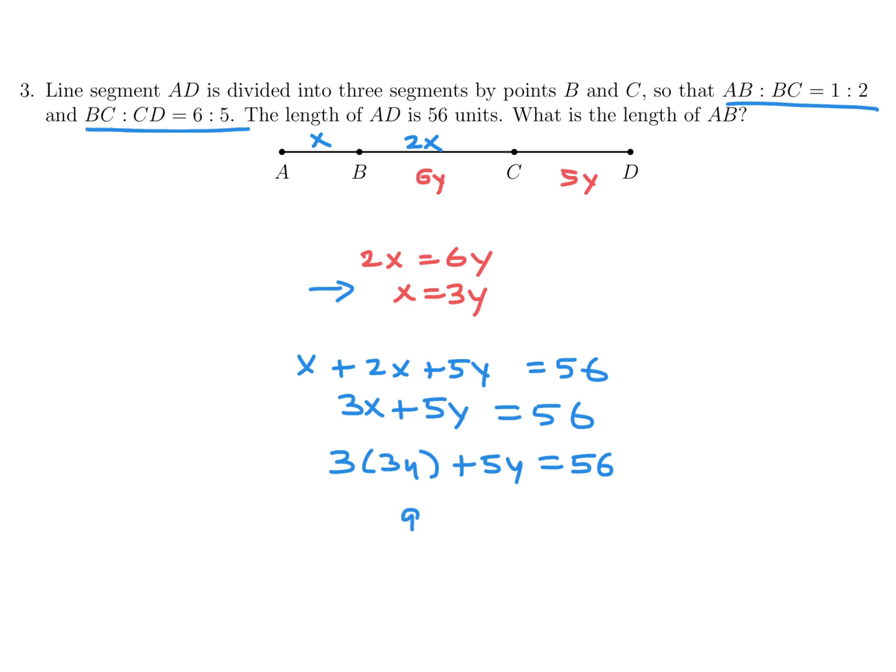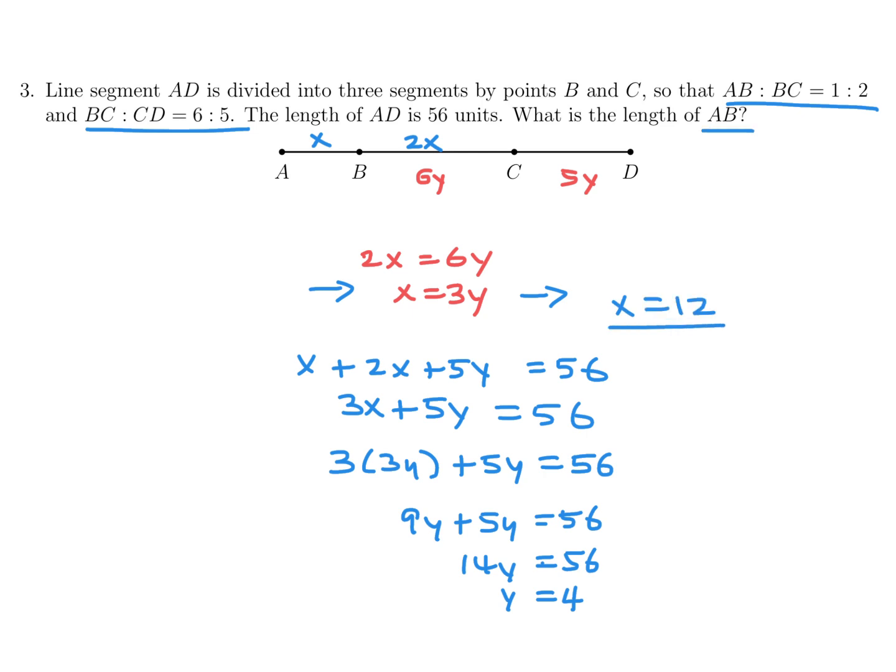So that's going to be 9y plus 5y, and therefore that's 14y. And therefore y would be 4, and therefore that means x is 12. And what is the length of AB? Well, that's 12, since AB was represented by x.